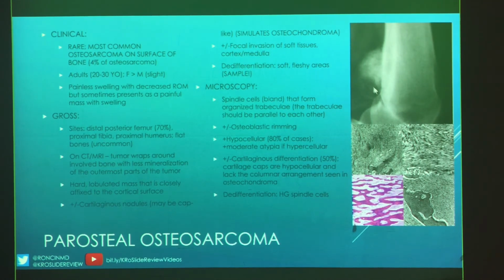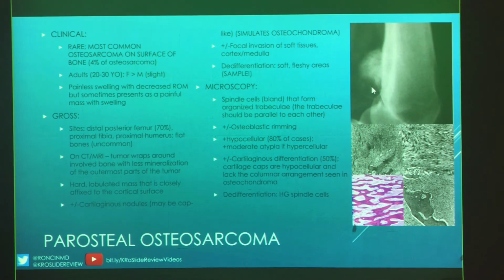The tumor tends to wrap itself around the involved bone, so you can see the decreased mineralization, like I mentioned, and it's a hard lobulated mass that's closely affixed to the cortical surface. Well, that makes sense because it's a bony lesion involving the bone. You may or may not have cartilaginous nodules, so it can simulate the cap that you would see with osteochondroma, so that's something to keep in mind as part of the differential.